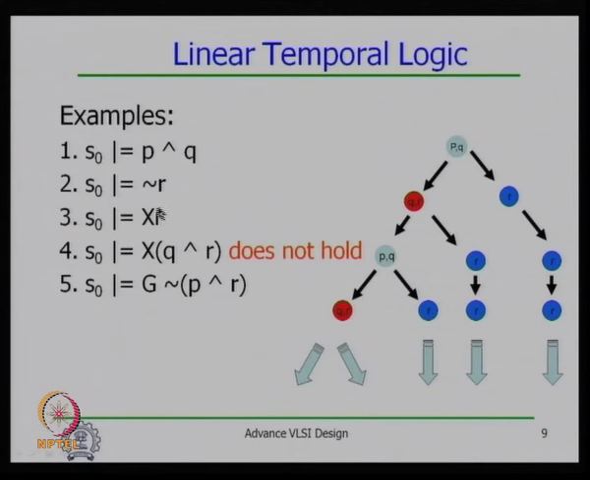S 0 satisfies X of R, that means in the very next state R should hold good. The very next states from S 0 are either this Q R state or this R state. In both cases R holds good, hence this formula holds good. Now if you look at X of Q and R, in this state Q and R holds good, whereas in this state Q and R does not hold good. If this does not hold good in both of the next states, this formula does not hold. Like here, S 0 satisfies G of negation of P and R. So P and R both should be satisfied on the path starting from S 0. Here P and R is not satisfied, here it is not satisfied, here it is not satisfied. So in this path nowhere is it satisfied, hence this formula is satisfied.